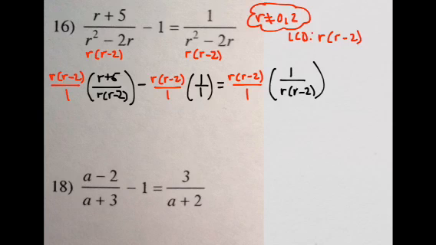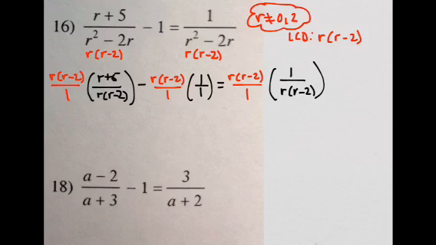So for 16, r could not be 0 or 2, because that's what would make the denominator zero. I factored it first, and then it's easier to see that way, to find the zeros. And so I get 0 and 2. The LCD, because it's the same for both, it's just the same LCD. Okay, and I went ahead and multiplied across.